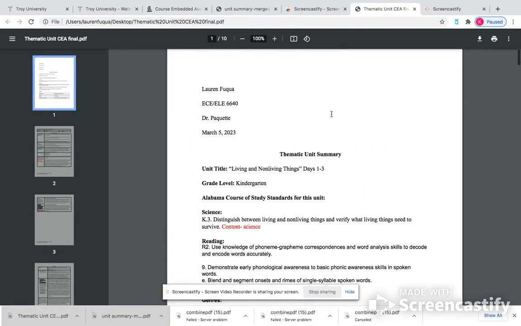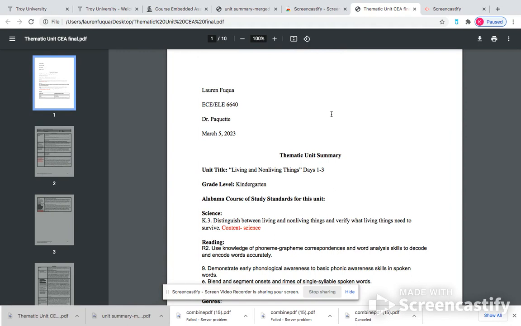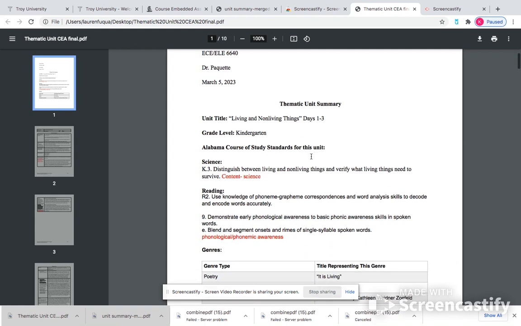So for this unit, this will be a kindergarten grade level, and the unit title is Living and Non-Living Things. The Alabama state standards that are being used are to distinguish between living and non-living things and to verify what living things need to survive.